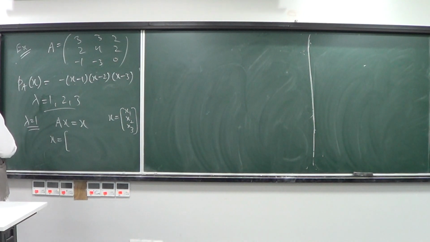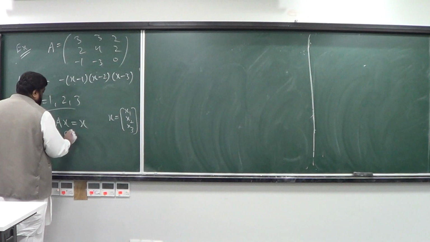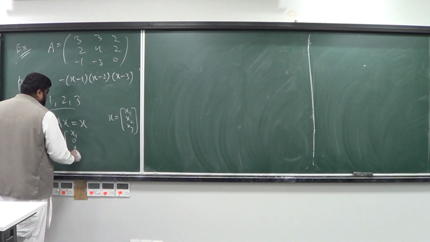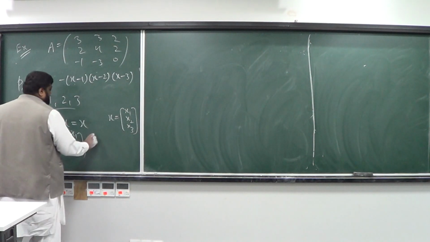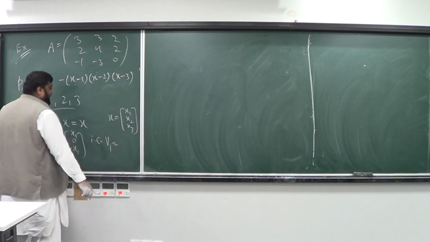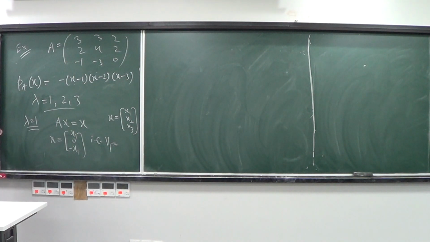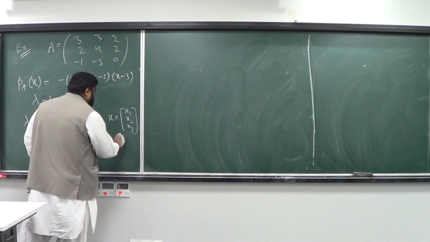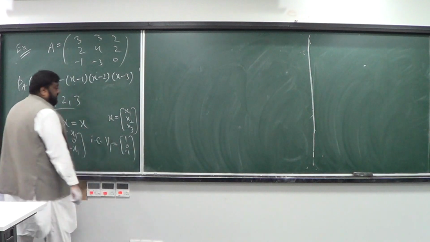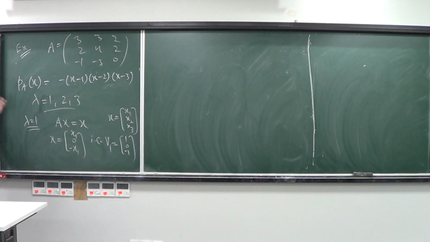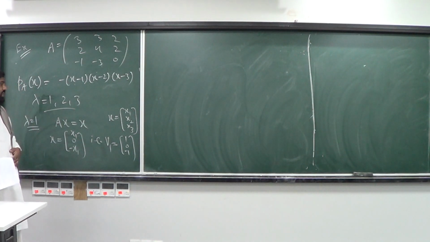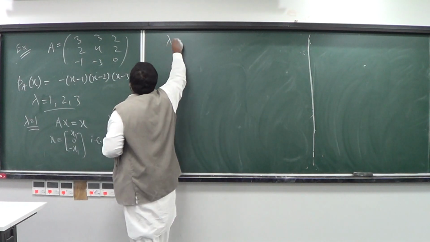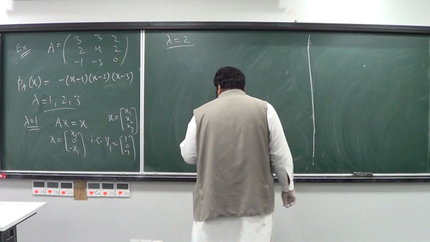So it's going to be a vector of this form: x1, 0, negative x1. That is the underlying basis vector. In other words, the vector that is spanning all such vectors is really 1, 0, negative 1. One such vector is this. Or you can also treat this as the basis vector of the eigenspace of lambda equal to 1. Similarly, you can calculate the values for lambda equal to 2.